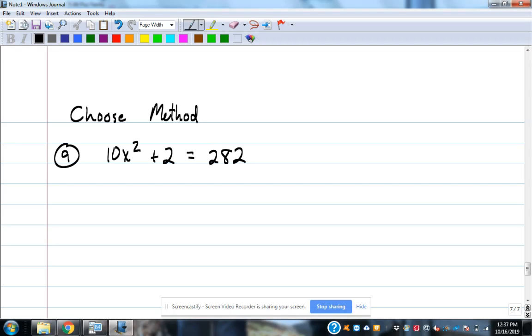What did we do right before Fallbrook? That was right after Fallbrook. Go back one step before that. Square roots. Because it only has an x squared in there, that's the only variable.